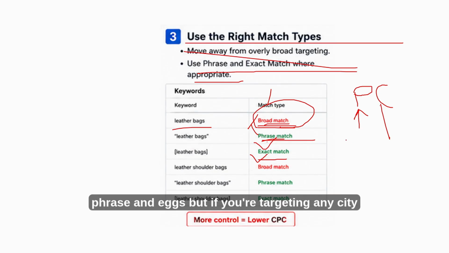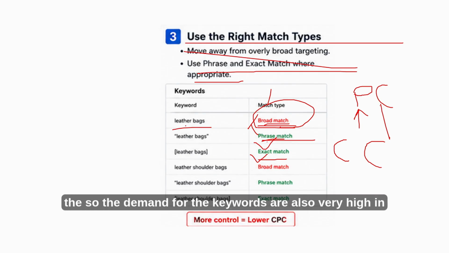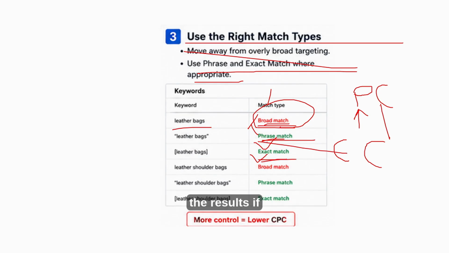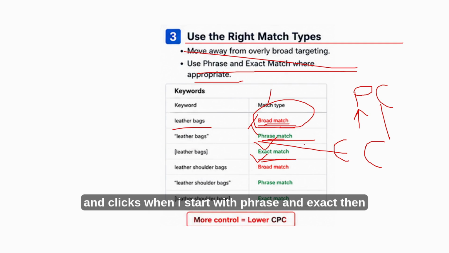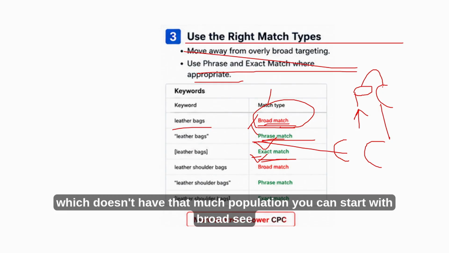But if you're targeting a city like New York or a country like USA, the population is very high, so the demand for the keywords is also very high. In that case you can try phrase and exact and see the results. If you feel that your keywords are not getting that many impressions and clicks when you start with phrase and exact, then pause it and start with broad. So when you are targeting a very specific area which doesn't have that much population, you can start with broad and see the result.